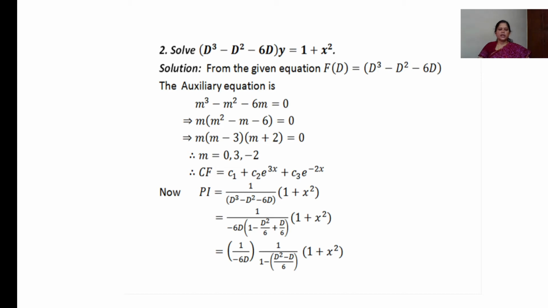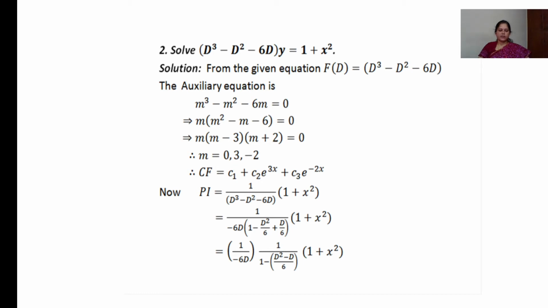That's the reason we are taking this denominator minus 6D as a common factor. So if you take minus 6D common in the denominator, we'll get 1 minus D square by 6 plus D by 6 in the denominator. So if you take LCM and simplify, minus 1 by 6D we'll keep as a separate term, and 1 over 1 minus D square minus D by 6 into 1 plus x square.